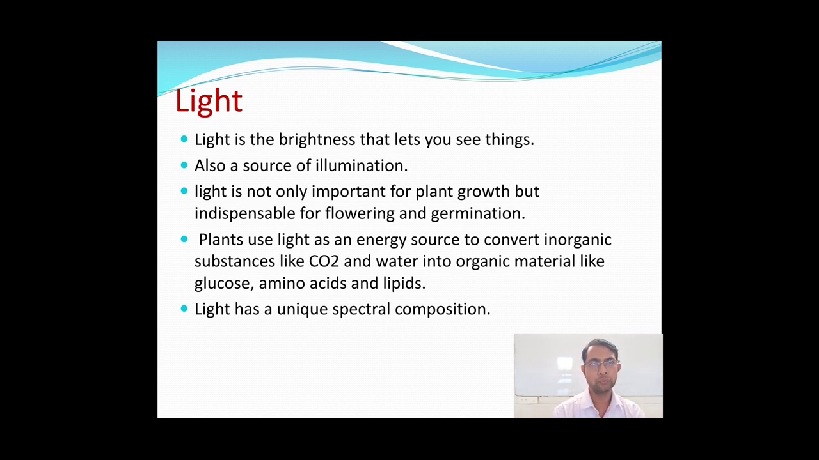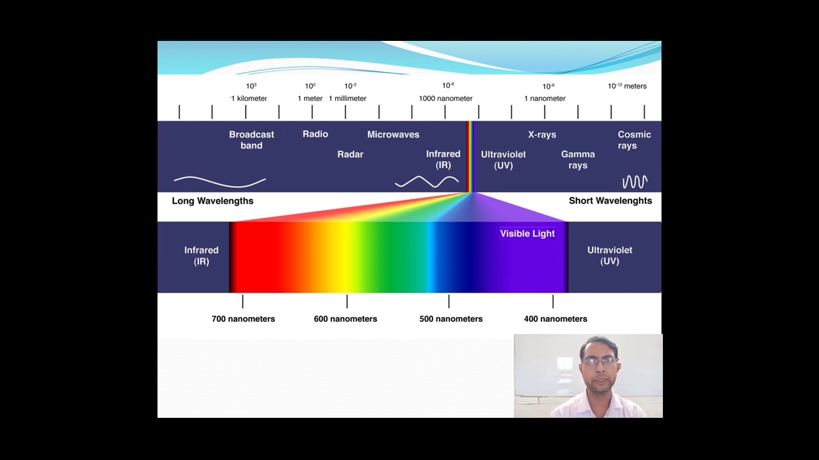So when light falls on the plant, it utilizes this light as energy and converts carbon dioxide and water. In combination, they produce glucose-like material, and this glucose-like material is used by the herbivores as food. Now you can see the spectrum of light. Here in this diagram, you will get a clear idea of the different wavelengths. For example, broadcast band is there, radio band is there, microwave band is there. Microwaves having radar and infrared structure is there.